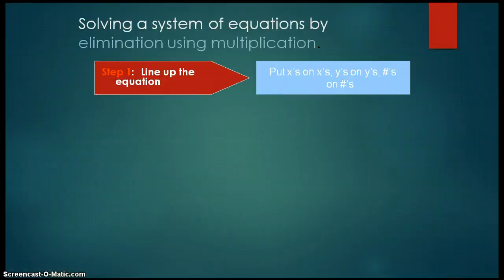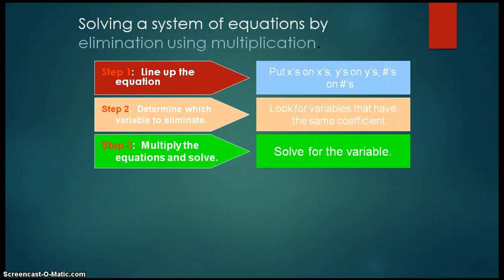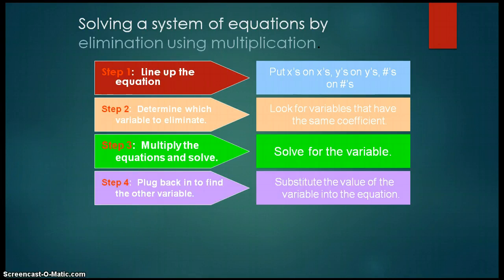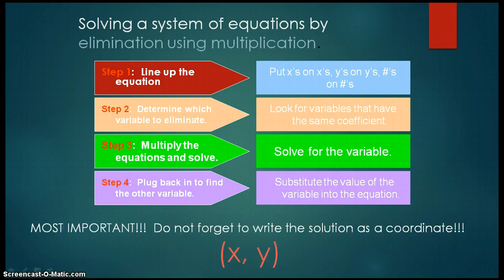The steps we take to solve these are pretty much the same as last time. The only difference is in step 3, before you solve, you're going to multiply one of the equations so you can get the various coefficients to be similar. Remember, our solution is still written as an ordered pair, x comma y, so we still have to plug it back in the end and get our other variable.